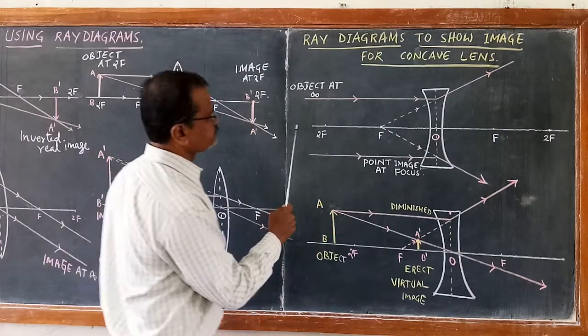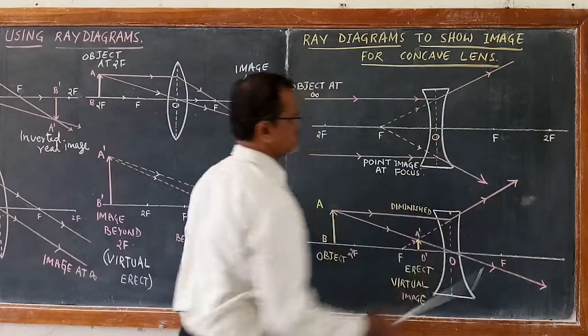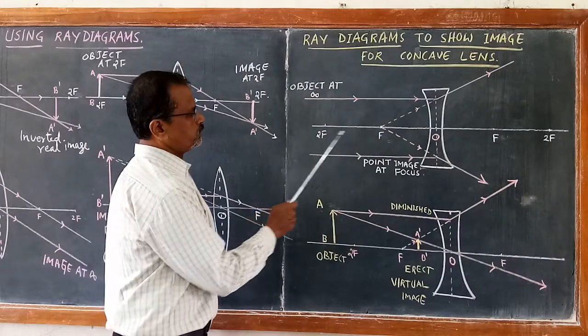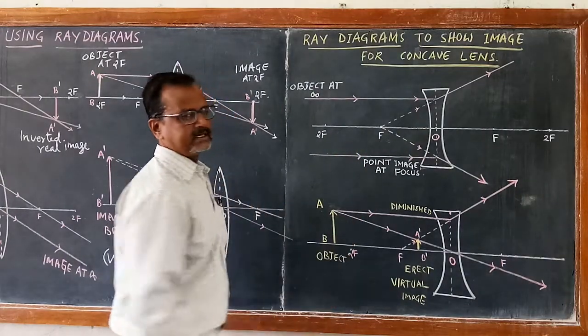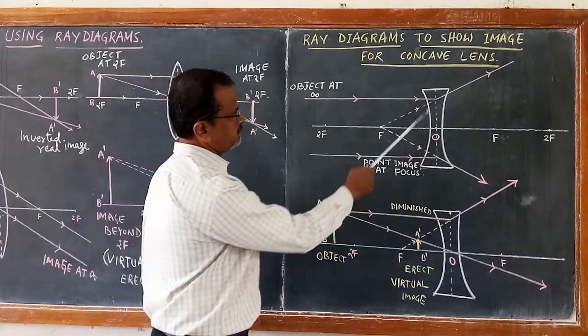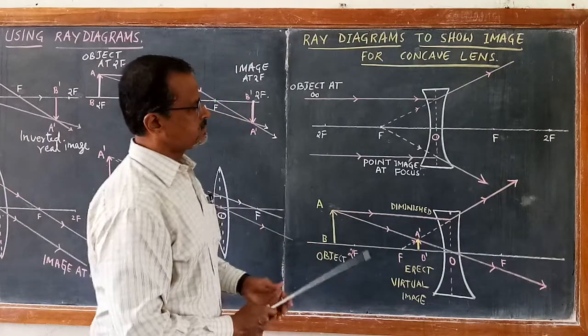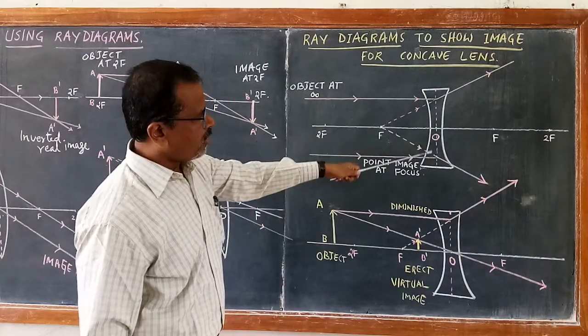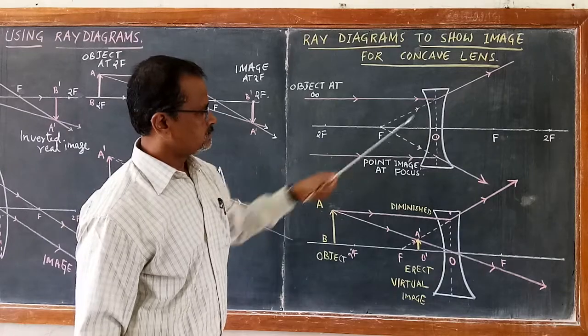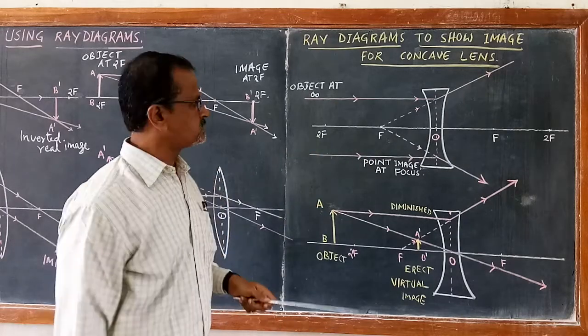See, this is a concave lens. I have drawn a principal axis passing through 2F, F and the optic center. This is the optic center. For convenience, we draw an optic axis, which will be helpful for drawing the ray diagrams.